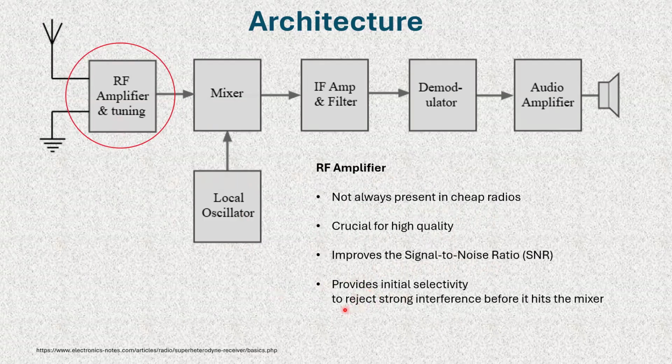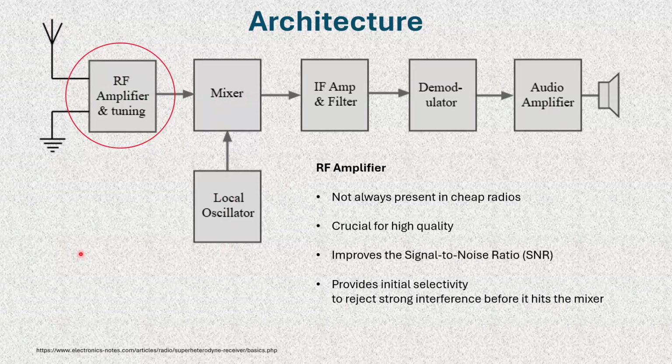It provides initial selectivity by rejecting strong interference before it hits the mixer. So it grabs that weak signal, cleans it up a little bit, passes it on in kind of semi-good shape. So all the content is there, but some of the interference is still there, but we'll take care of that as we go along. So it passes on to that.